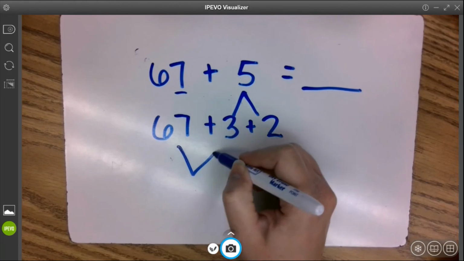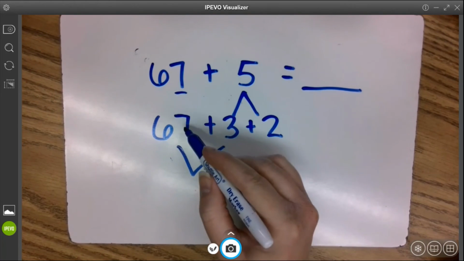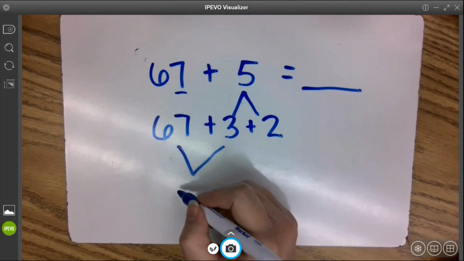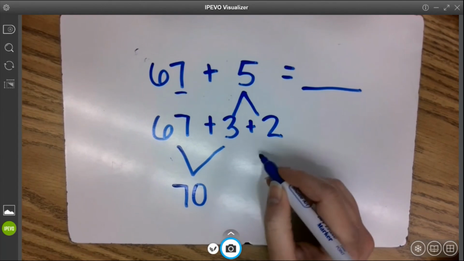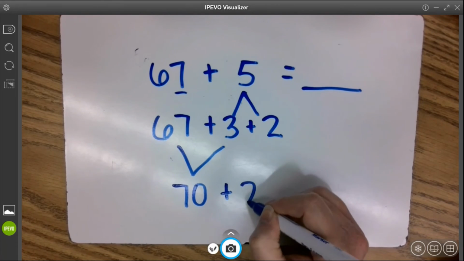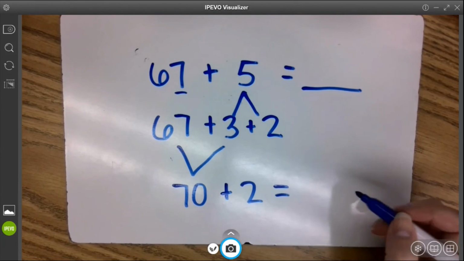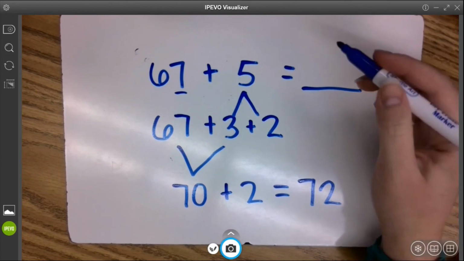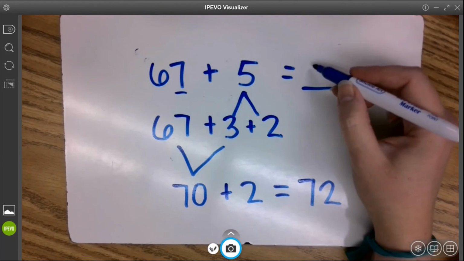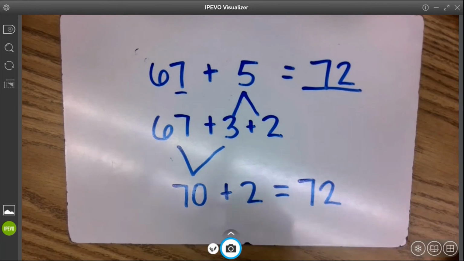Okay, 67 and 3, I made another 10, so instead of 6 10s, I will have 7 10s, and I still have that 2 left over. Bump out the 0, 72. So 67 plus 5 is 72.